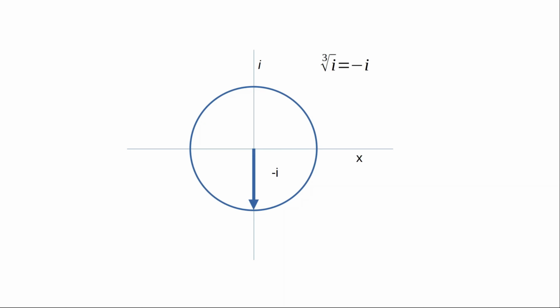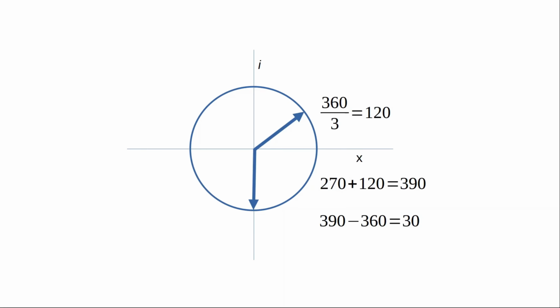All right, so as before, we divide 360 by the root we're looking for. That's 120 degrees. So now we go around the circle in a counterclockwise fashion. So we're starting at 270. We add 120. That gets us 390, which of course modulo 360 again is 30 degrees. So we have a 30-degree angle in the first quadrant.